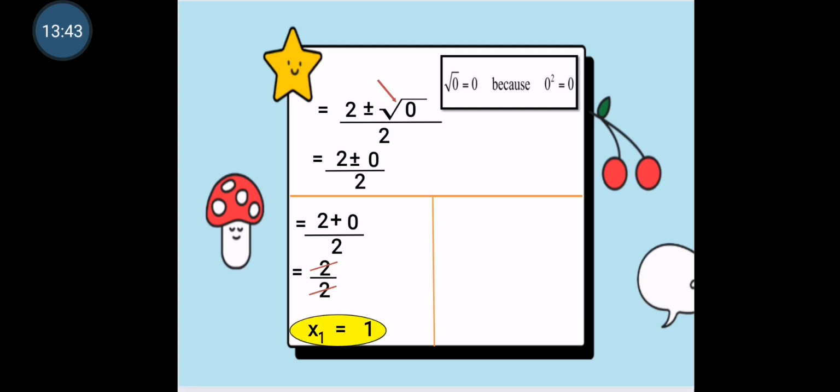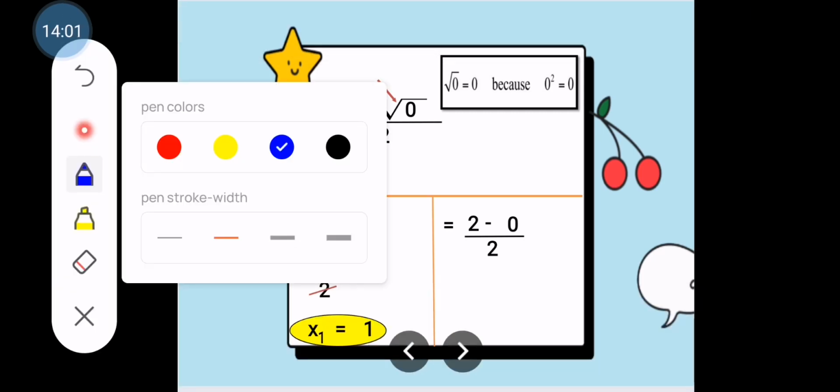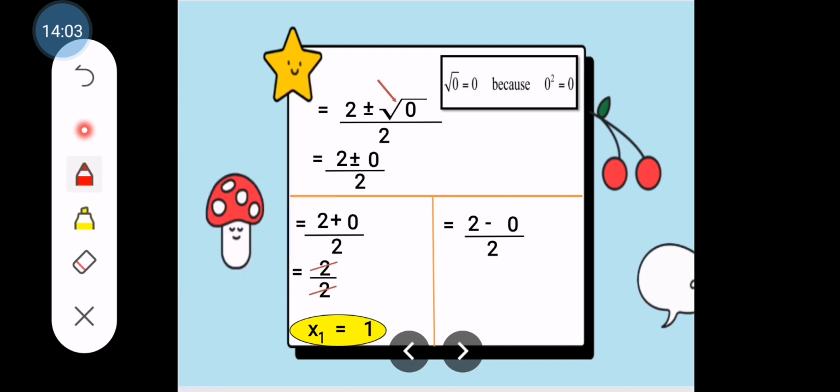Ayan po ang first root. Tingnan naman natin ang second root. Ang magiging sign naman po ay 2 minus 0 over 2. Kasi kanina plus, di ba? Dalawa ang plus minus. Dito sa kabila ang ginawa muna natin is plus. Dito naman ay minus. Okay?